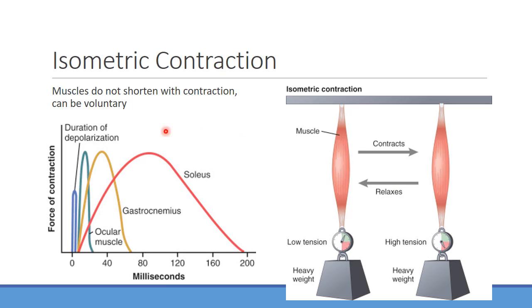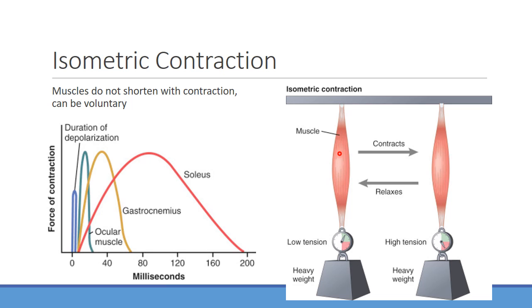Okay. On the flip side, you can have isometric contractions, where the muscles themselves do not shorten with contraction. These can often be under voluntary control in some cases, but basically, even though the length is not really changing, the tension is increasing. So you're still having contraction of the sarcomere, you're still increasing tension, but the total length of the muscle does not change at all.